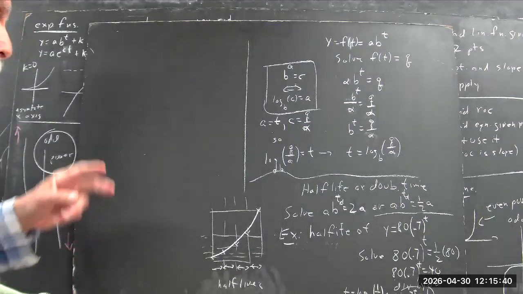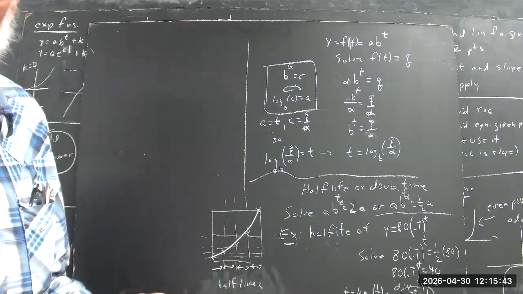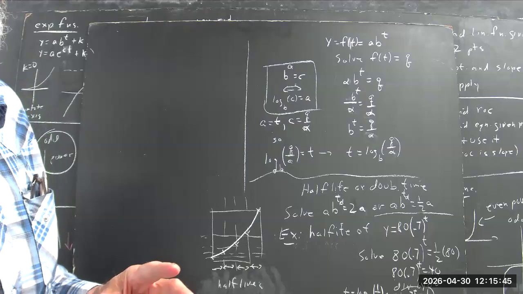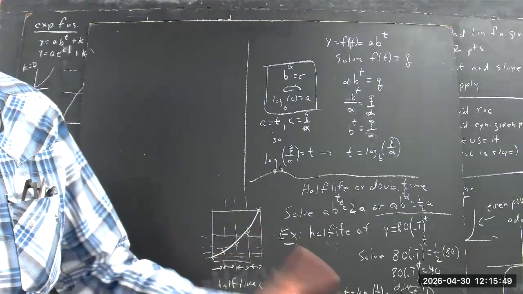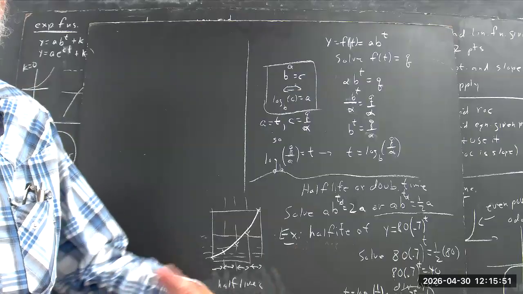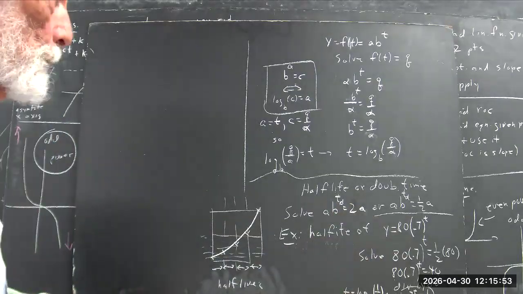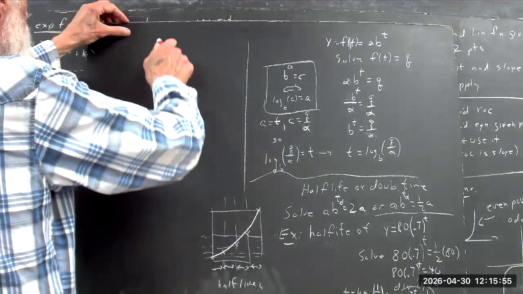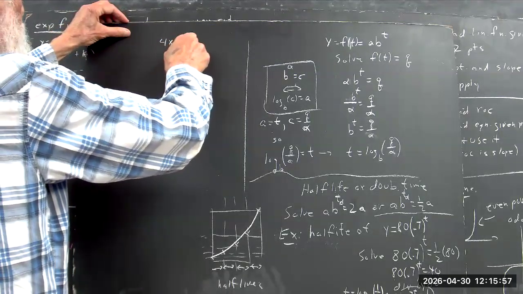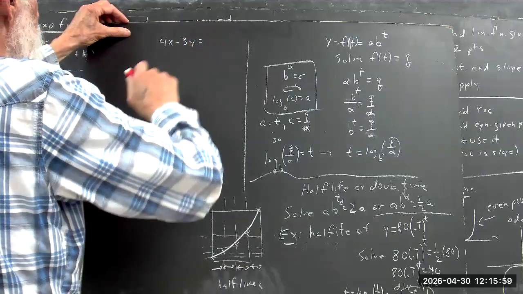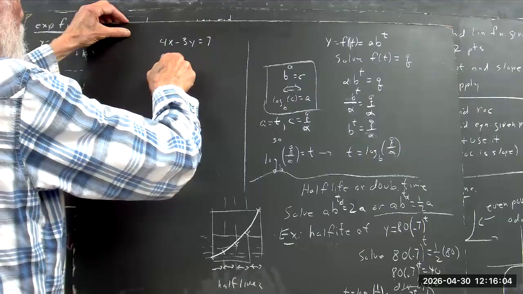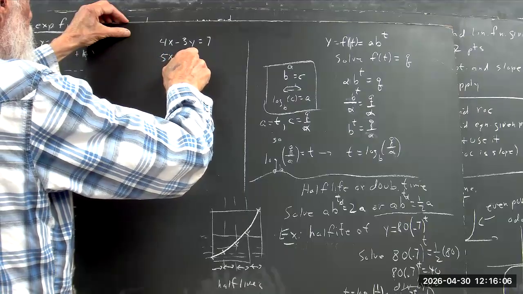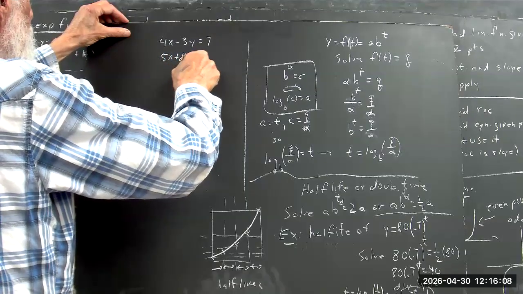And I'm just going to do a system of two equations and two unknowns. You should understand that that translates right over to three equations, three unknowns. You've got more numbers to work with. Procedures are very much the same. So let's say I've got 4x minus 3y equals 7, 5x plus 8y.